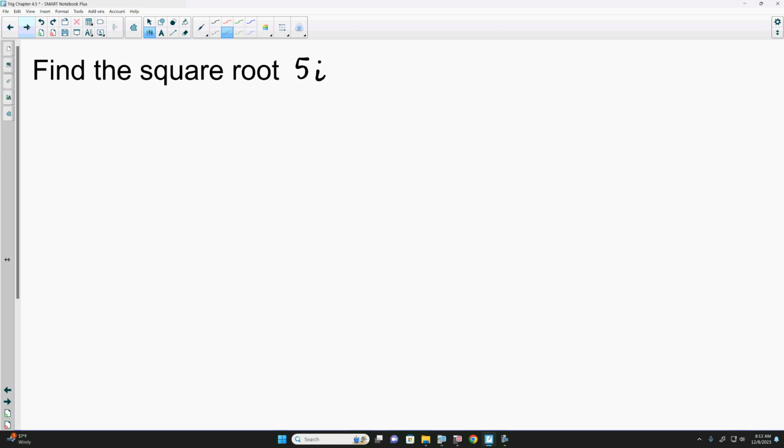So the first one we're going to work with is to find the square root of 5i. Square root, n is 2. Square root 2. Which means k is 1 less than n. So the values of k are 0 and 1.